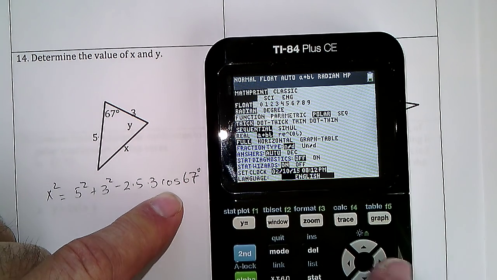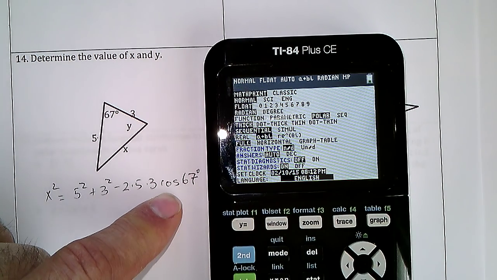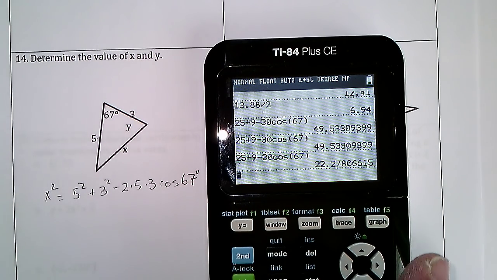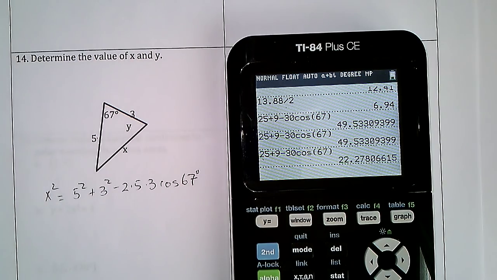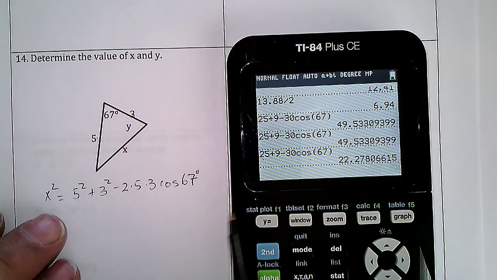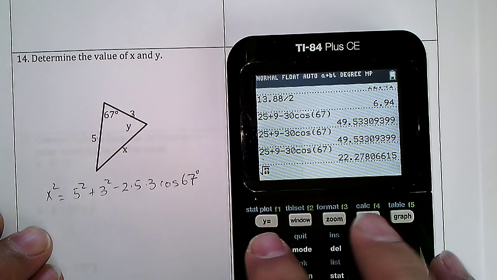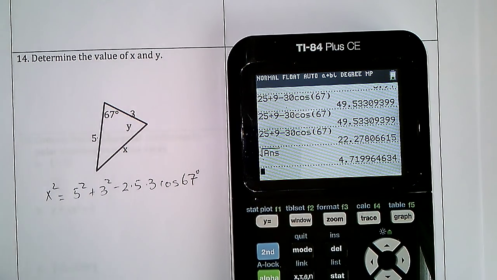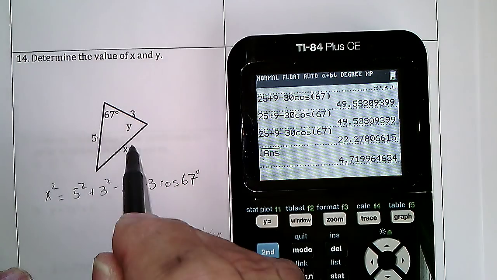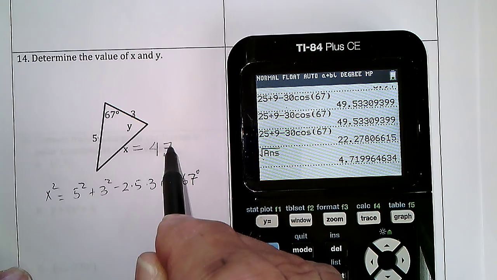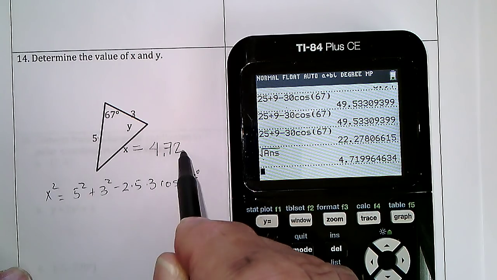Did I change that? Nope, I didn't. Enter. Second quit. Enter. Now I got an answer that makes some sense. Oh, and that is what x squared is. So I got to take the square root of both my answer. And I get x to be 4.72.